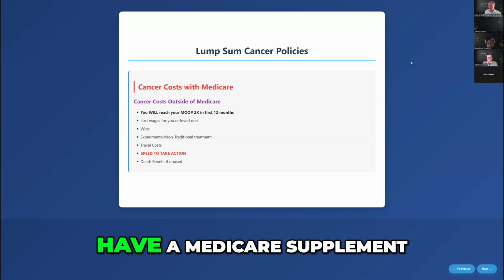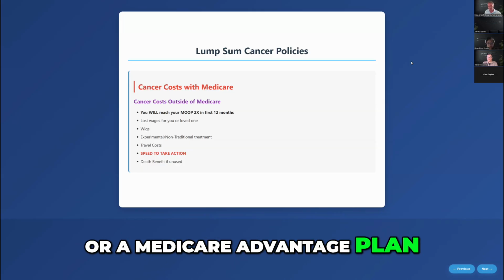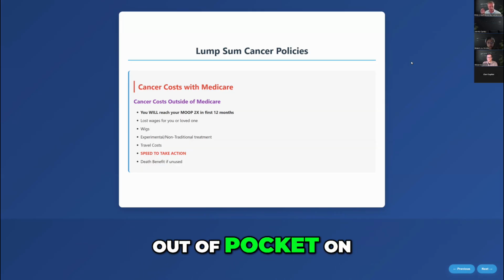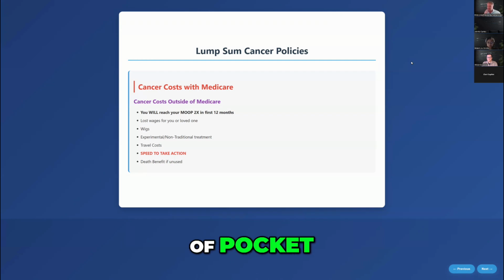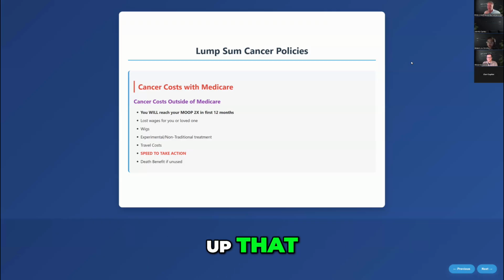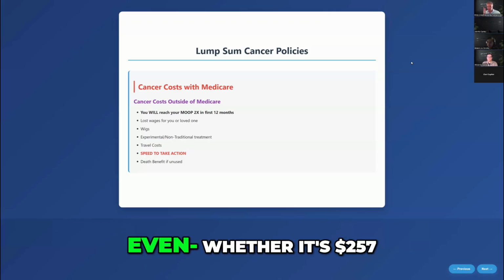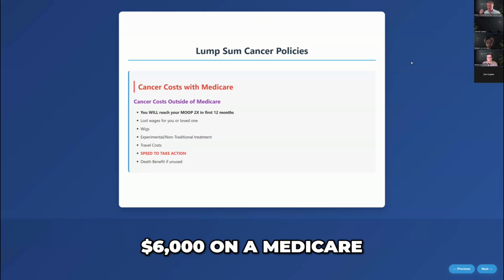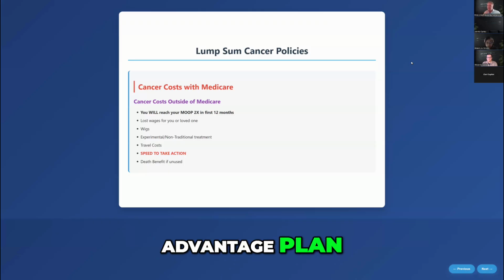Whether you have a Medicare Supplement or a Medicare Advantage plan, there's a $2,000 max out of pocket on Part D drug plans now, which is great. There used to not be a max out of pocket. You can thank the Inflation Reduction Act for that. But whatever your max out of pocket is, whether it's $257 on a supplement or $6,000 on a Medicare Advantage plan, you're also going to have a $2,000 max out of pocket on drugs, and you're probably going to hit that twice in the first year.